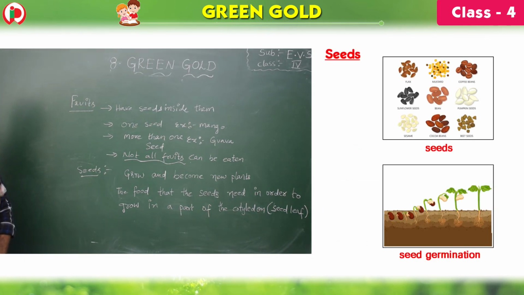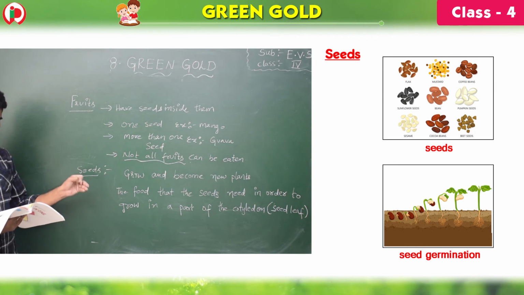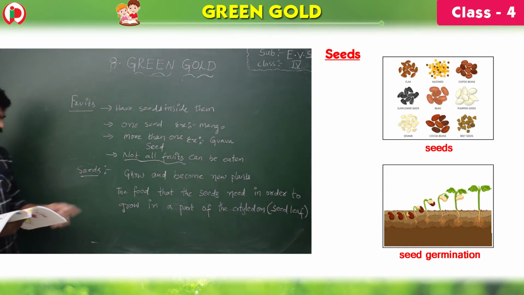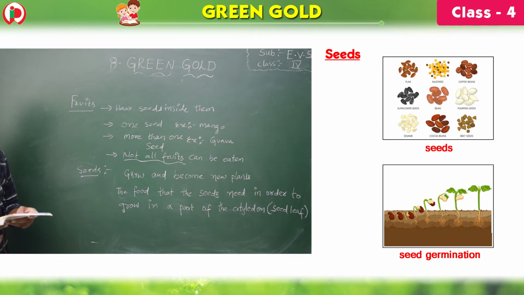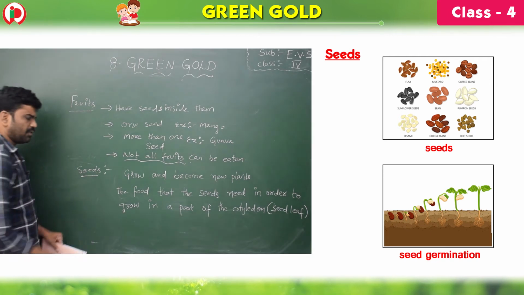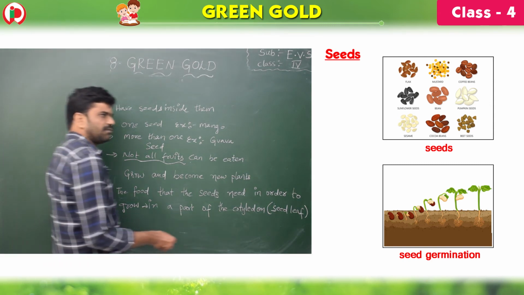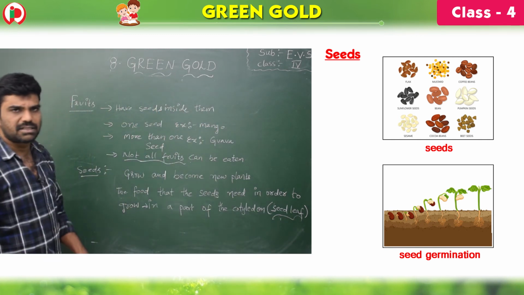Children, do you know seeds? Yes. Seeds grow and become new plants. And the food that the seeds need in order to grow is in a part called the cotyledon. Cotyledon means seed leaf, children. What is cotyledon? Seed leaf. Okay.